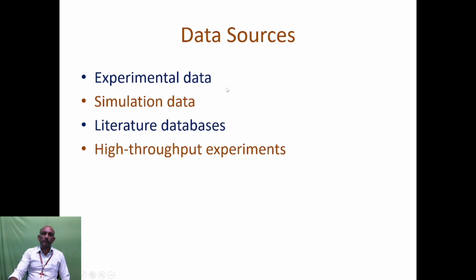Now data sources: where do we collect the data from? From the experiments. As we told earlier, the computerized numerical method automatically gives the Excel data, the experimental result. Then simulation data: if we go for simulation analysis, the simulation software gives a large amount of data, iteration data. And the literature database: sometimes it is impossible to do the experiment and the simulation for data, so we go for standard Q1 journals, previous publications, and research results. From the literature database also we can collect data. And high throughput experiments also we can collect data from. So these are the data sources: experimental results, simulation data, previous literature, and high throughput experiments.